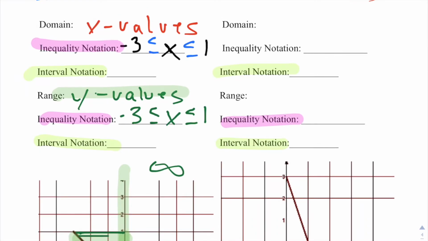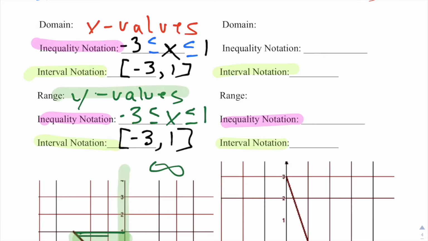Because -3 and +1 are included in our domain, our interval notation would be in brackets, and it would simply be -3 to 1. If -3 and +1 were not included, it would get parentheses. And here are my range values. -3 and 1 are included, so it gets brackets, and that would be my interval notation. Most mathematicians use interval notation because it's easier to write and quicker. I suggest you do that, but if you do inequality, I get it, and I can roll with that too.